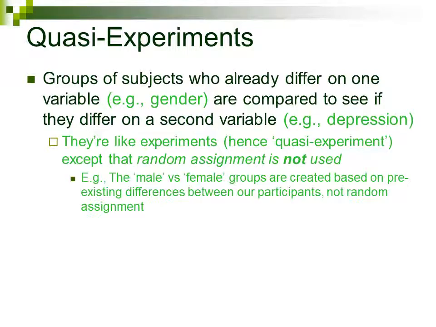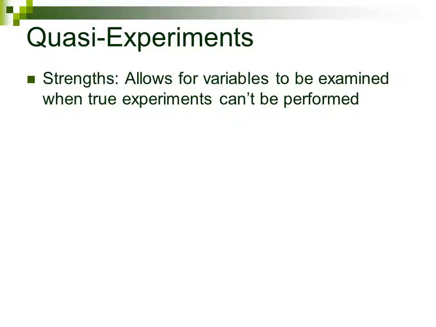Essentially then, quasi-experiments are like experiments, except that random assignment is not used. So again, with experiments, we are randomly assigning participants to get different values of the independent variable, but in quasi-experiments, the group differences sort of already exist, so no random assignment is used. The main strength of quasi-experiments is that they allow for variables to be examined when true experiments can't be performed.